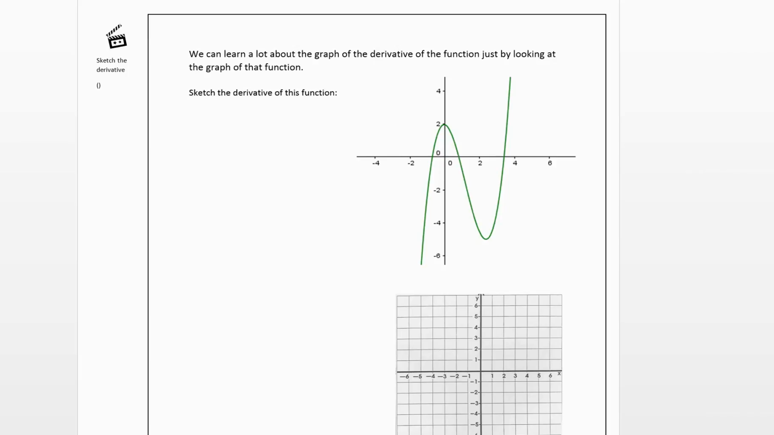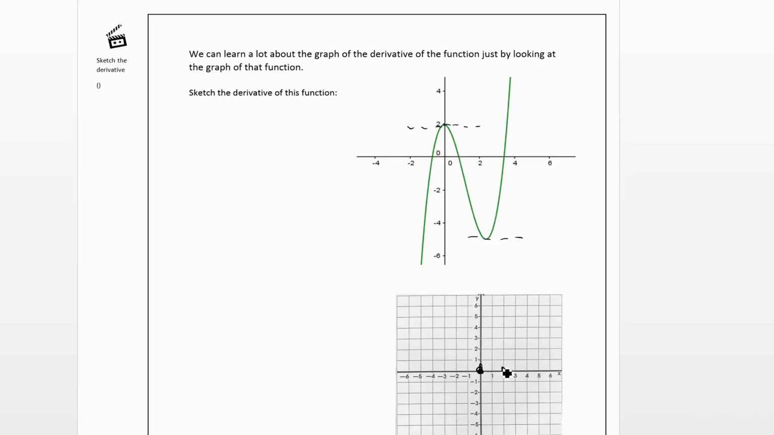Well, the places where we get horizontal tangents are where the graph has a maximum or a minimum. Then we get a horizontal tangent. So that's going to be where our derivative is 0. So our derivative is 0 at x equals 0 and at x equals 2.